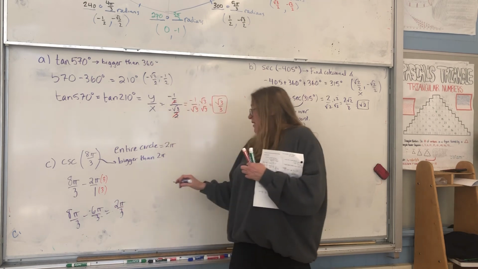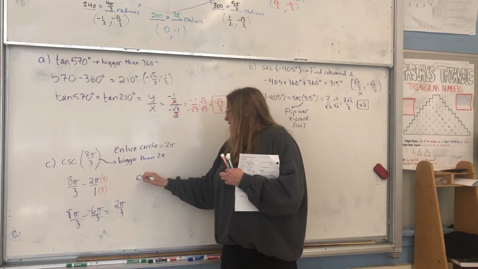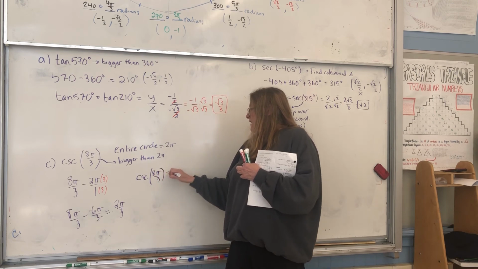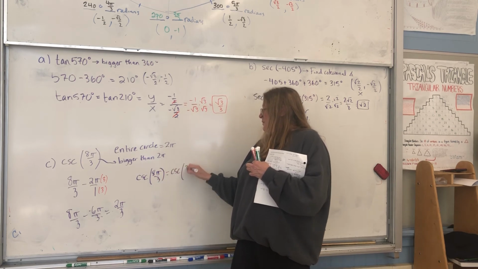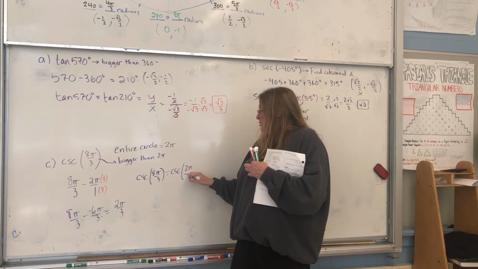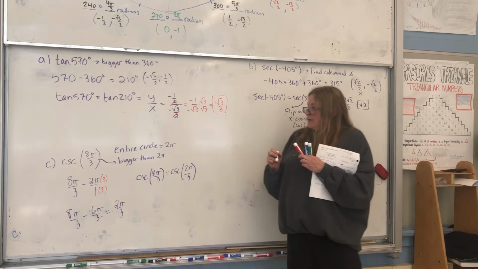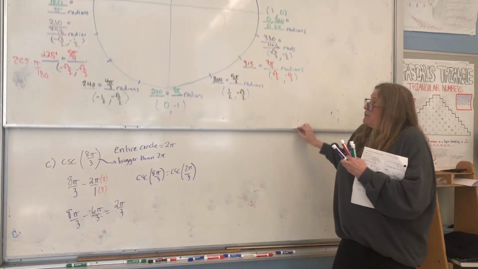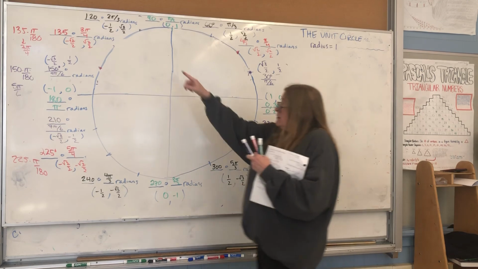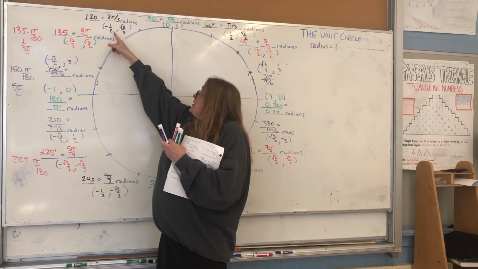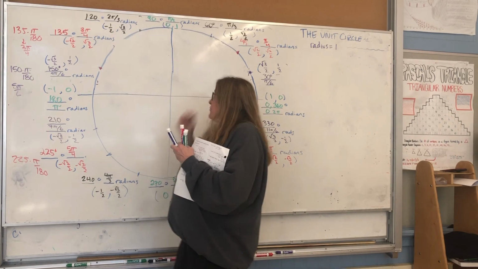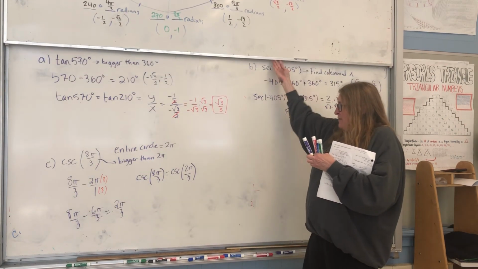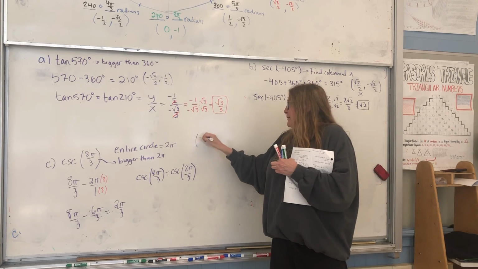So what I want to find here is cosecant of 8 pi over 3, which is the same thing as cosecant of 2 pi over 3. So look on your unit circle and see if you can find 2 pi over 3. 2 pi over 3 is up here, same thing as 120 degrees, negative 1/2, comma, root 3 over 2. So let's put that in here.